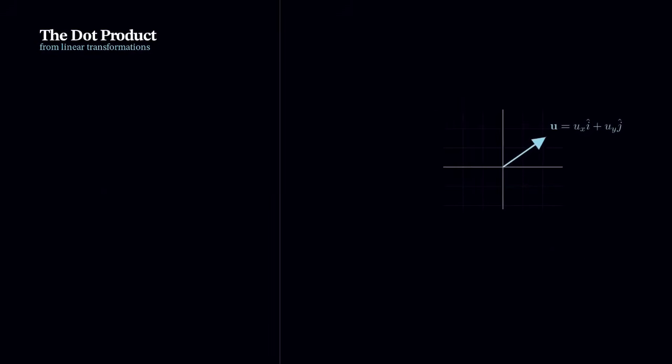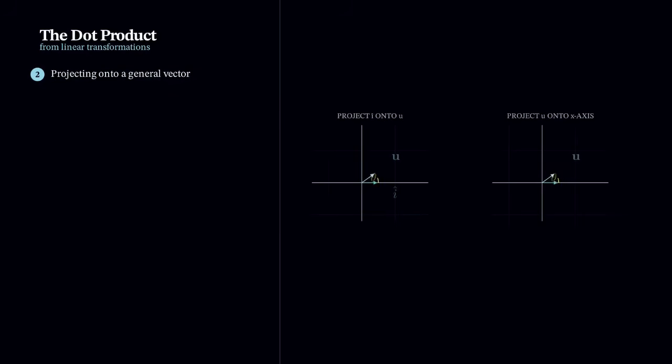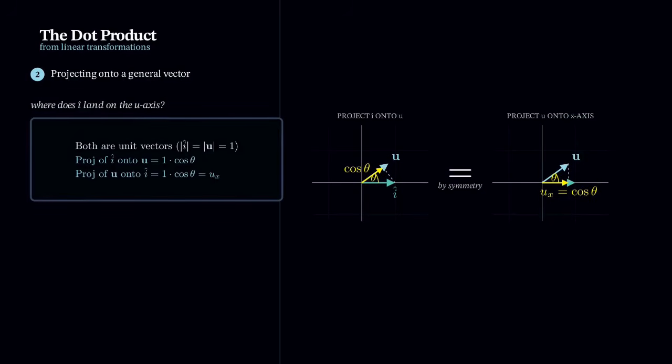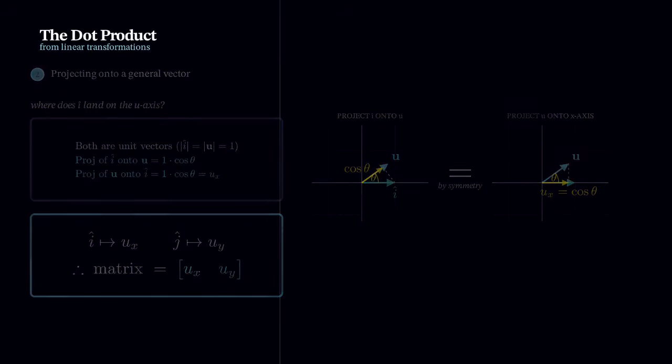Now, what if we are projecting this onto some random vector u? What would be the 2-to-1 matrix for that? Now, if you look at the u vector and find out where the i hat would land on the u vector, we use a beautiful argument of symmetry by showing that it would be exactly the same as projecting u onto i hat, which would be u of x. Using the same logic for the j hat, we get u of y as the second component of the matrix, giving us the linear transformation u of x, u of y, for projecting some random arbitrary vector onto u.